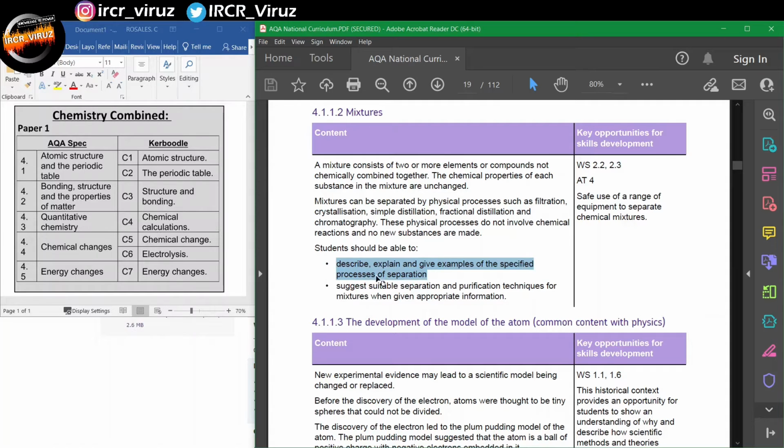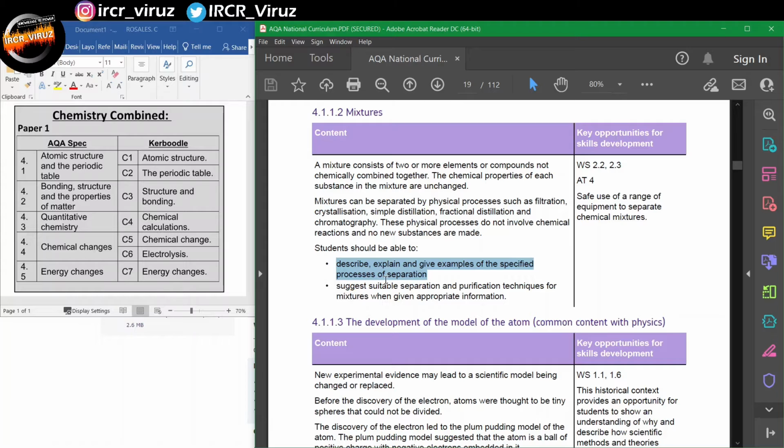Now it has to describe and give examples of specified processes of separation. This is important because you might be asked this in a 6-mark question. You might be asked to talk about the example of rock salt and water, or about the fractional distillation of alcohol and water, because they have different boiling points. In the rock salt example, you crush the rock salt, put it in a funnel with filter paper, and put water on it. The salt dissolves in the water and goes straight through, whilst the sand remains behind. Then you get the salt solution and evaporate the water, leaving the salt by itself, and you would dry the sand as well.